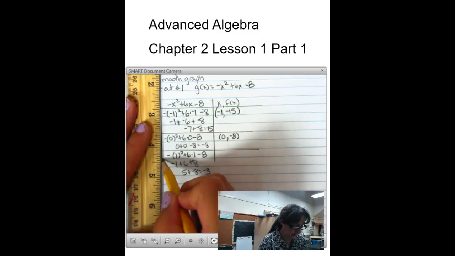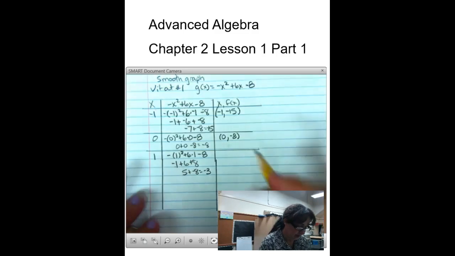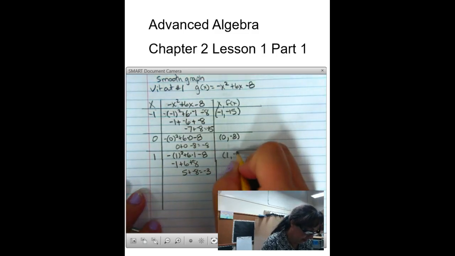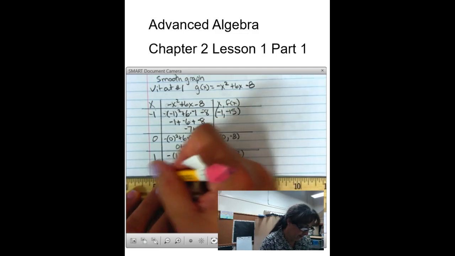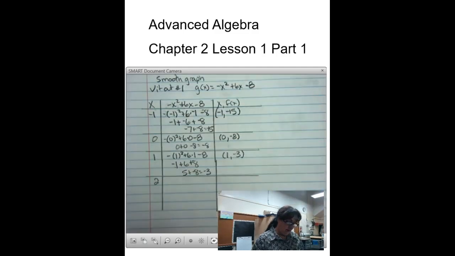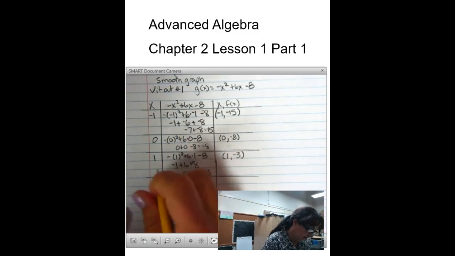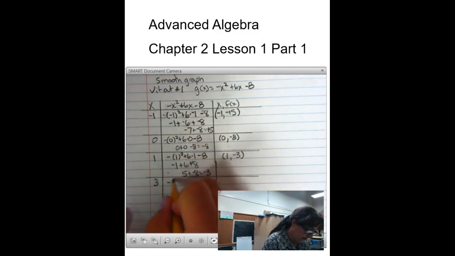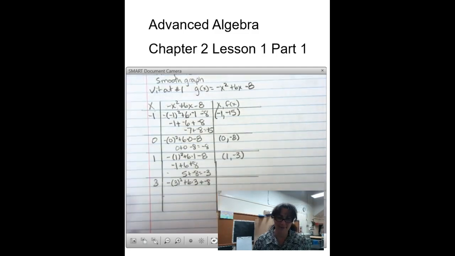Let's go ahead and extend this down. And I've got 1 comma negative 3. Draw my line there. I'm going to do 2. Let's skip one. Let's go ahead and do 3. See what this graph really looks like. Let's do 3. So I have negative in parentheses 3 squared plus 6 times 3 plus negative 8. I'm going to go ahead and just write it like that right off the bat.